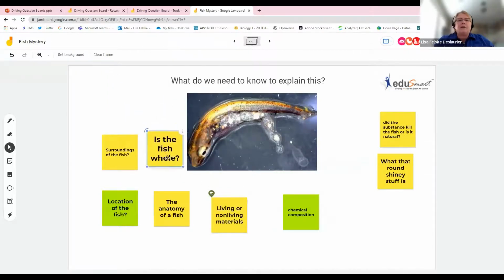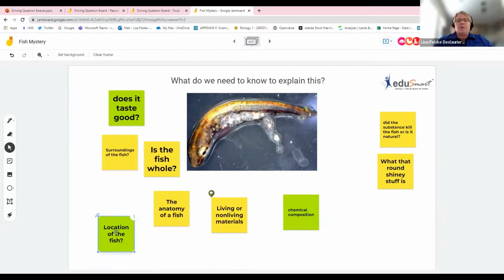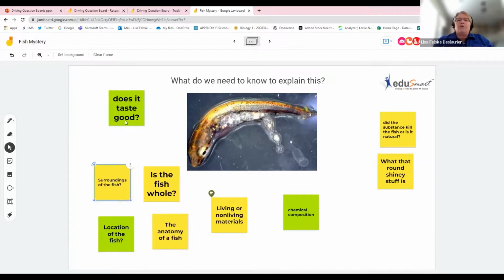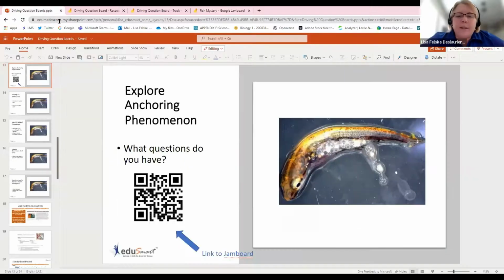Is it living or non-living? Does it taste good? Okay. I think you understand I'm steering you toward that this is not something natural that the fish would normally eat. And so a good question would be, why is it eating them? Okay. But we'll stop there for now and I will share, is it a parasite? Okay. Go back to the PowerPoint.